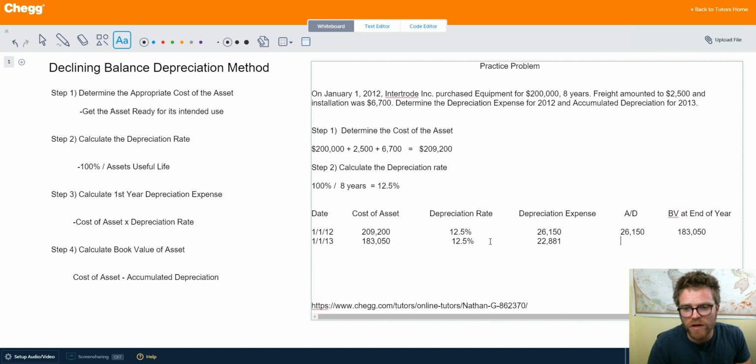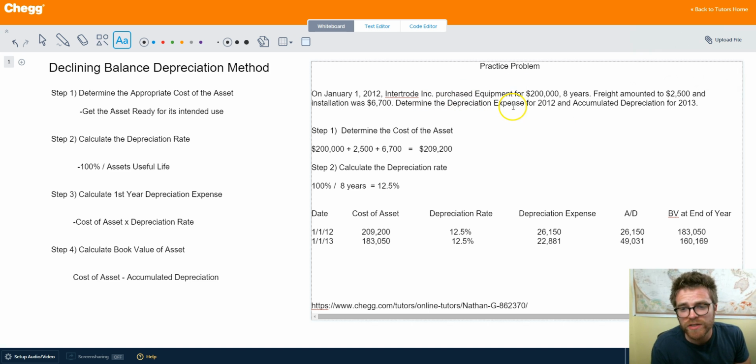Okay, and so your accumulated depreciation, well, it's the sum of these depreciation expenses. So you add 22,881 to this 26,150. And you get 49,031. And since you already subtracted your depreciation expense in the first year, you've already changed the book value over here. All you need to do now is subtract your depreciation expense to get the book value at the end of the year. You wouldn't subtract the entire accumulated depreciation because that would be double subtraction there, and you don't want to do that. So just take 183,050 and subtract 22,881, and that's your book value at the end of 2013. All right, 160,169.